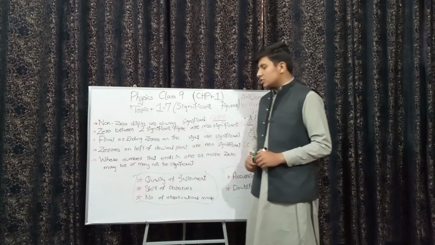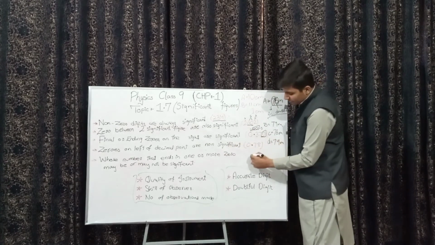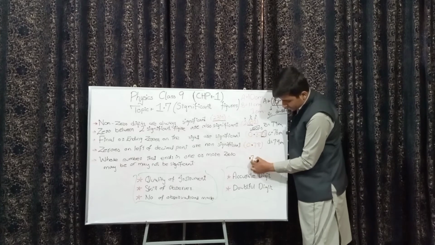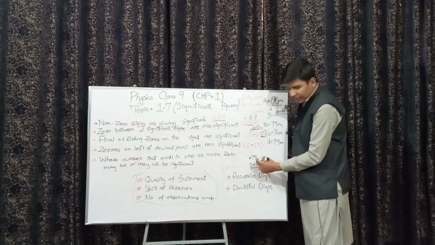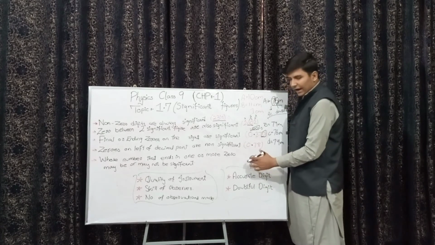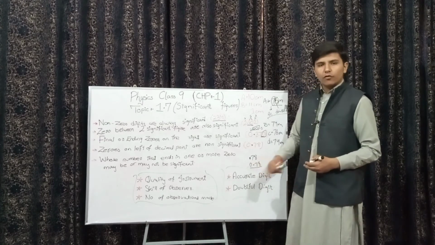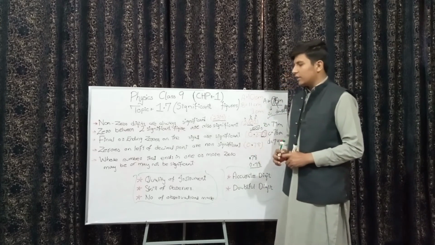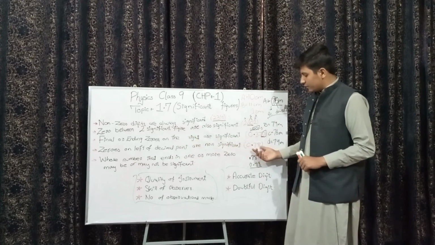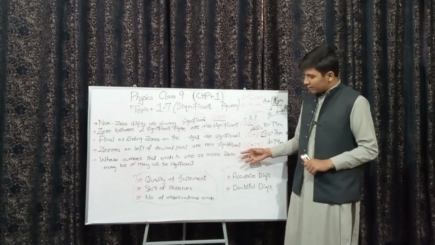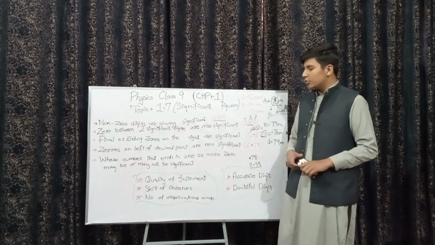Point 4 says zeros on the left of the decimal point are non-significant. You may have seen that sometimes we write 0.78 and sometimes we write .78. There is no difference between them. If we write the 0, no matter. If we don't write it, no matter. We will be looking at the point because before the point a 0 must be there. There is no point of confusion here. So zeros on the left of the decimal point are non-significant, because if you write them, no matter, and if you don't write them, also no matter.